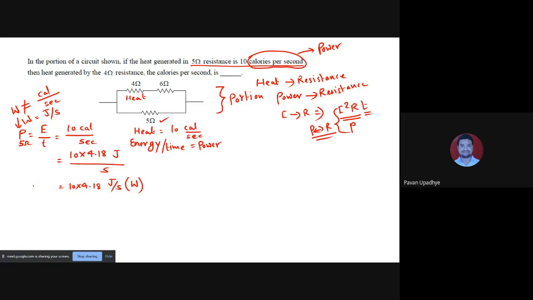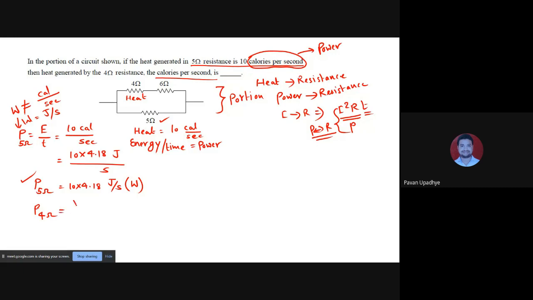So what we know is power absorbed in the resistance of 5 ohm is 10 into 4.18 watt. Now, looking at this information, what other thing can be found out? So we know only this much, and we need to find out the power in 4 ohm. See, calories per second in case of 4 ohm is asked. So ultimately it means we need to find out power absorbed by 4 ohm.